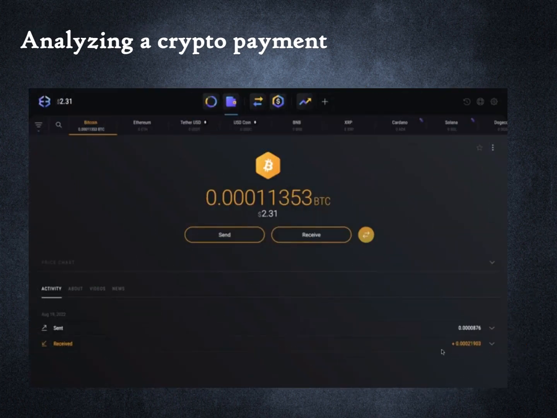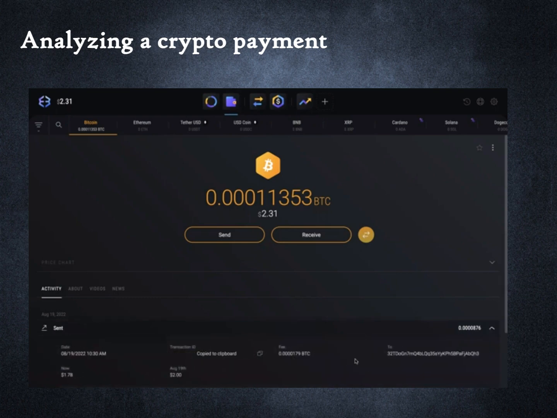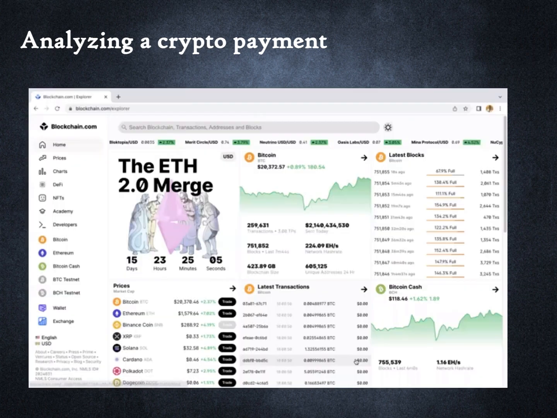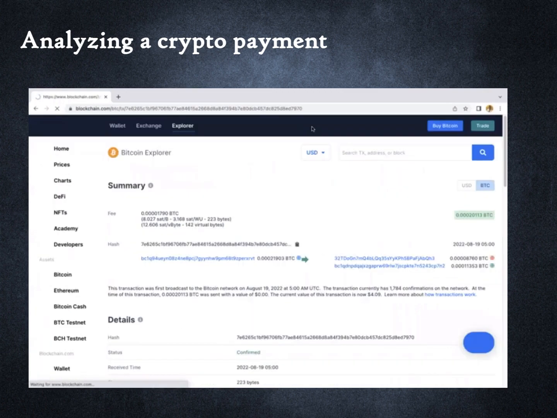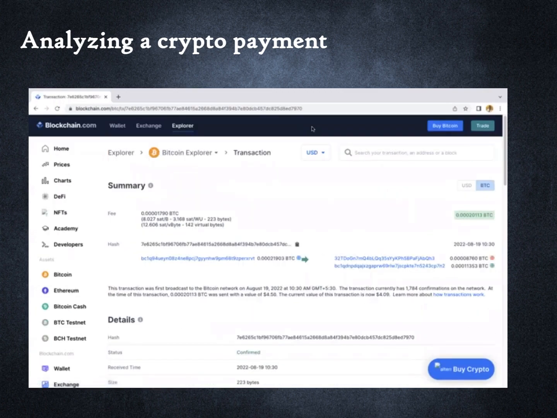Let us go back to my wallet. In my Bitcoin wallet, I can see that I received one payment and made one payment. I copied the transaction identifier of the outbound payment and pasted it to the Bitcoin Blockchain Explorer. Next, we will carefully dissect the payment on the Blockchain Explorer.